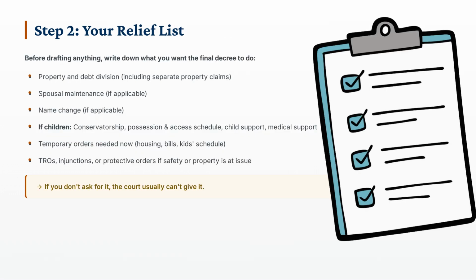Your relief list. Before you draft anything, write down what you want the final decree to do. This mentally helps put you on a good path to staying focused on your goals and objectives. Your property and debt division, write that down. Your spousal maintenance, if you're looking for that, if you want to change your name back, the children, their schedules, any temporary orders that you need now, retirement, things of that nature.